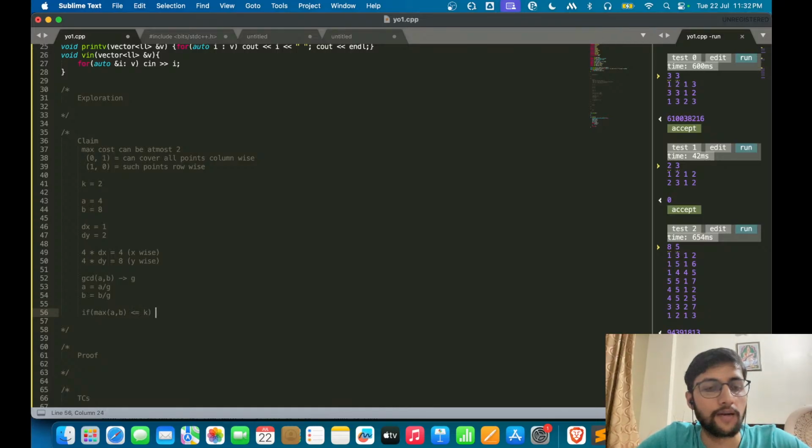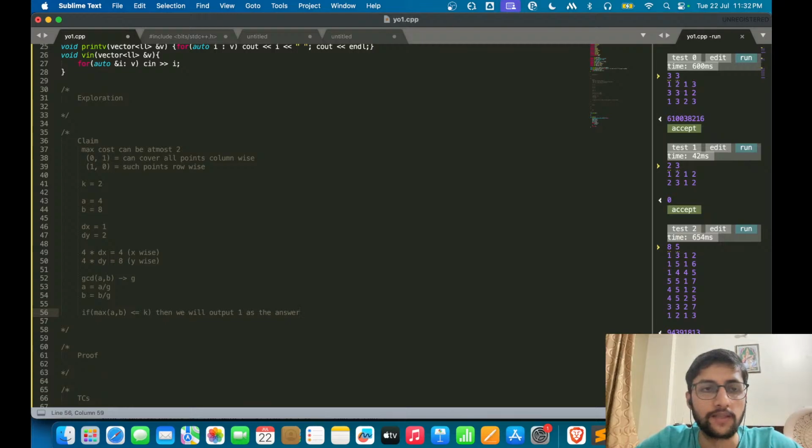smaller than or equal to k, then we will output 1 as the answer, because obviously we can take that. So why max? Because obviously the range should lie in k.